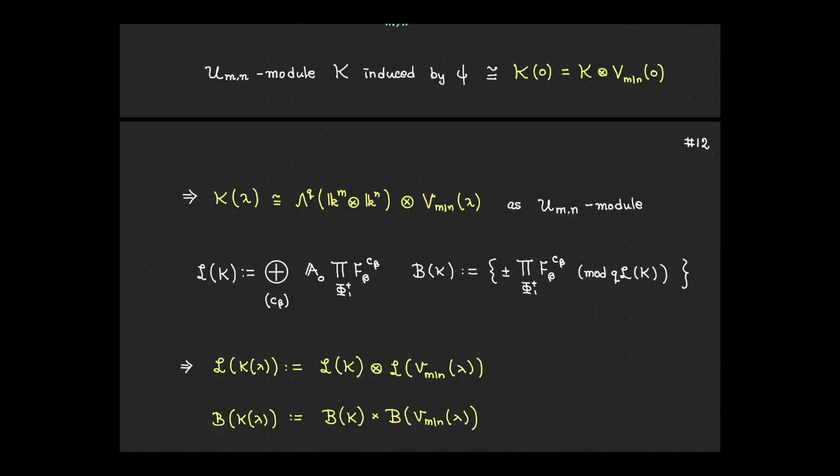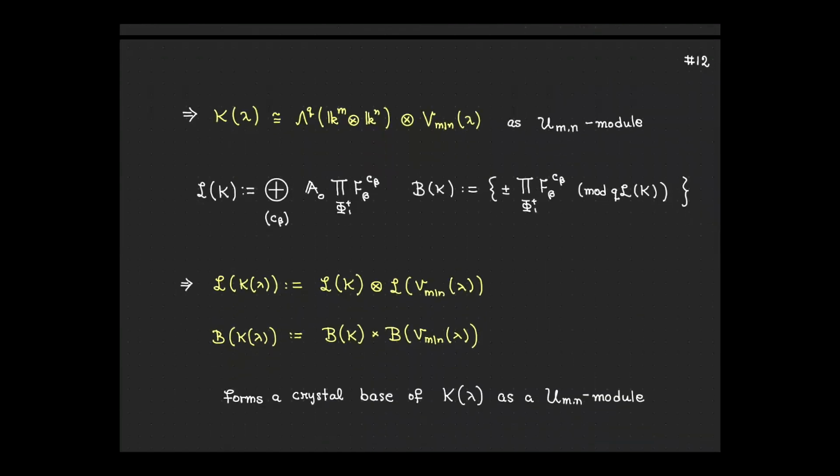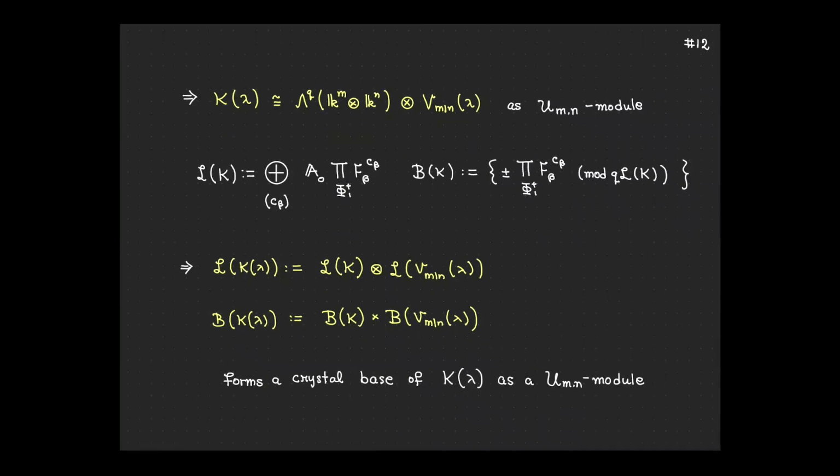Now we define our crystal lattice and its associated basis at q equals 0 for K_0 to be just the A_0-span of these monomials, and then their image at q equals 0. More generally, we define L(K(lambda)) to be the tensor product of this A_0 lattice and the lattice of our polynomial representation. It's very natural. And B(K(lambda)) is the induced basis at q equals 0.